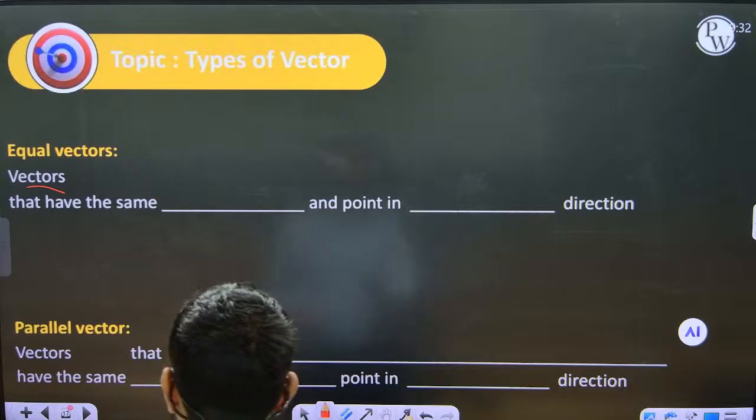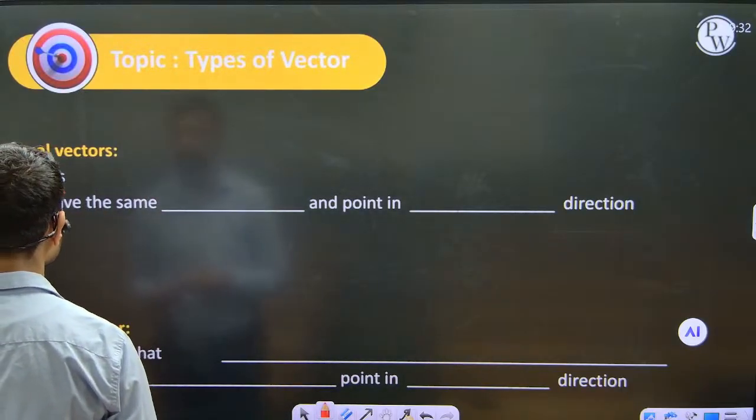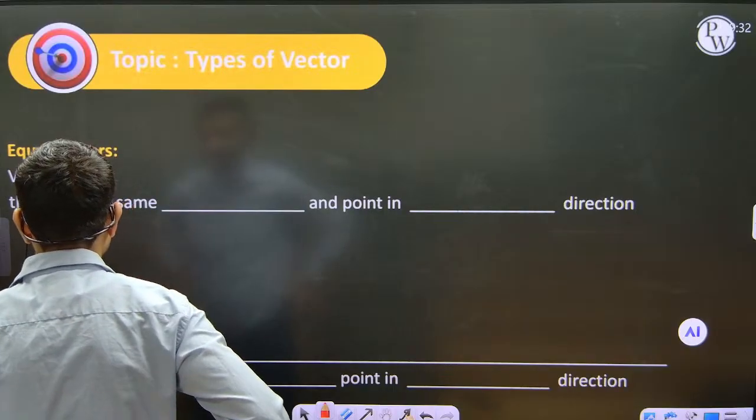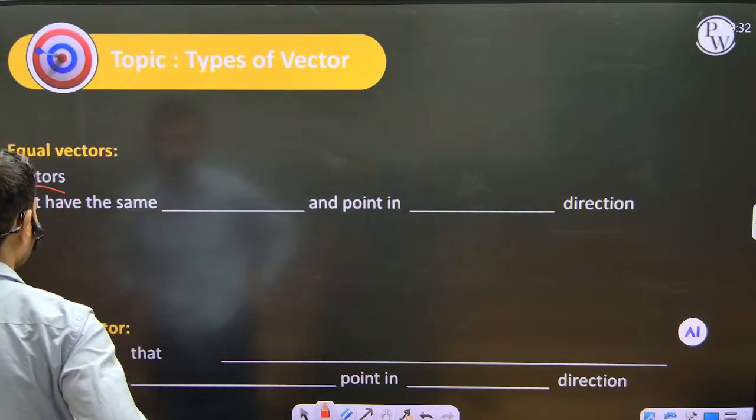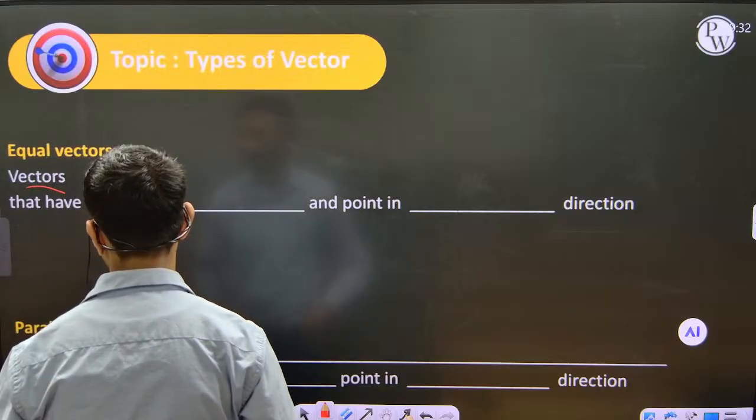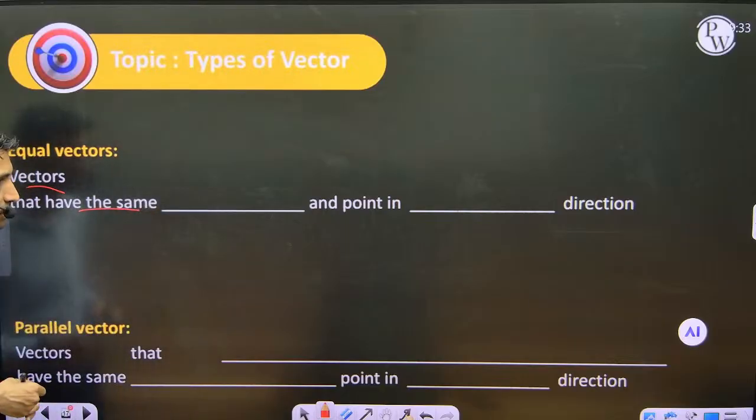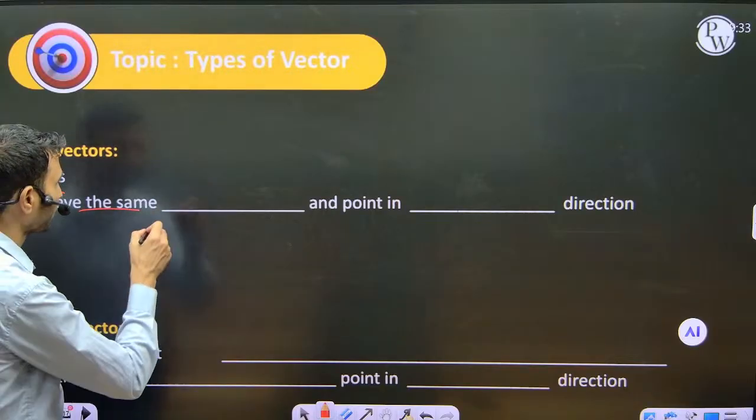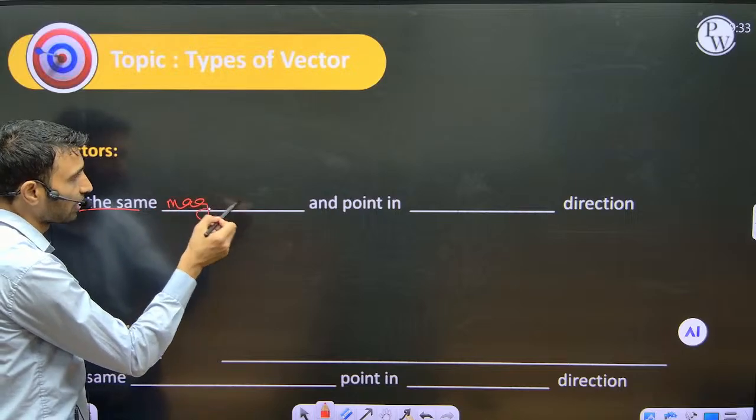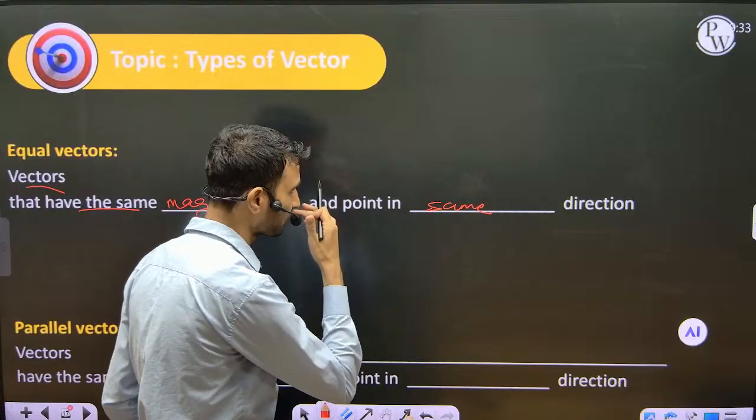And equal vectors are vectors that have the same magnitude and direction. Okay. So what are equal vectors? Vectors that have the same magnitude and point in the same direction. Right?